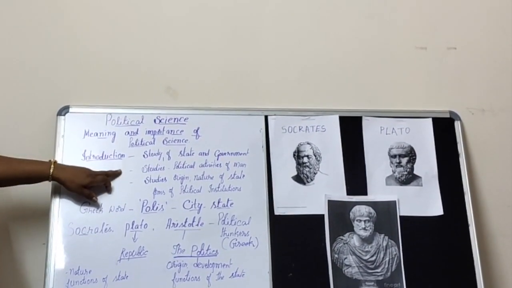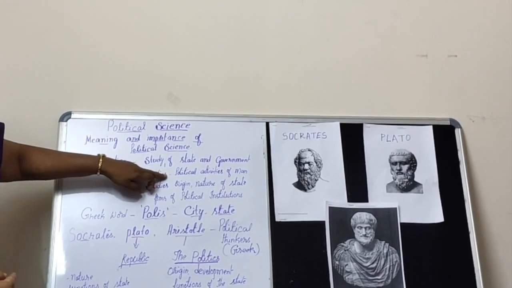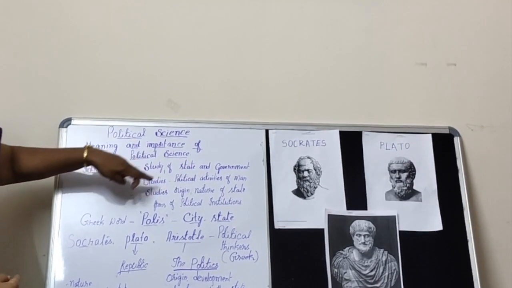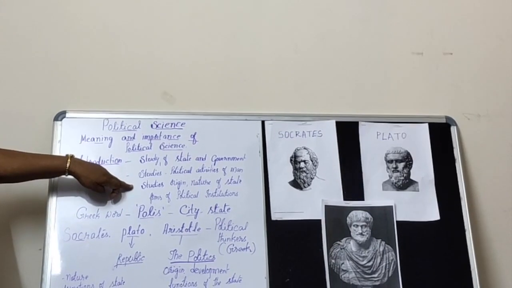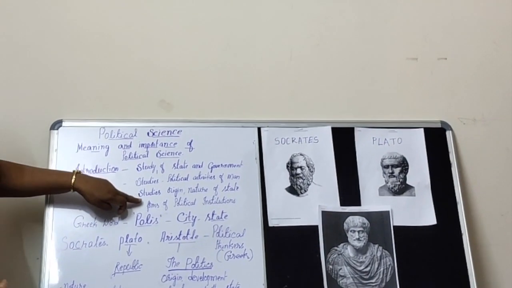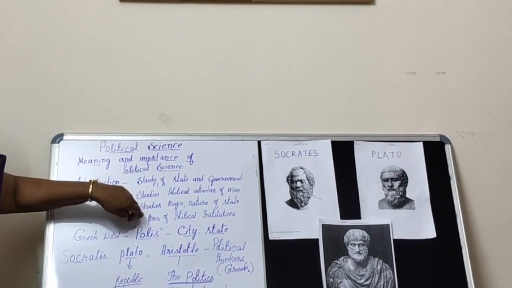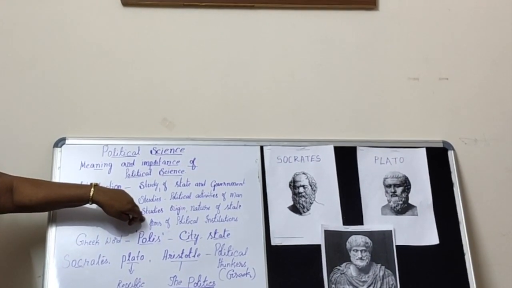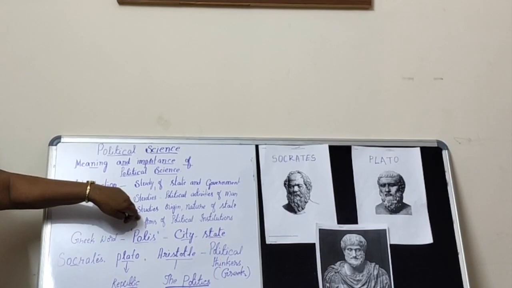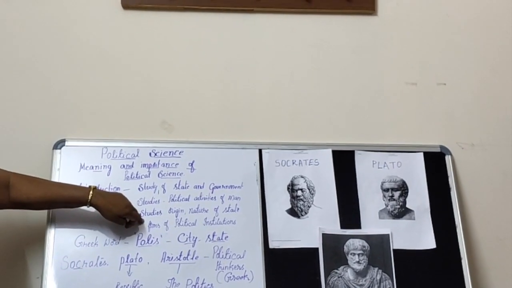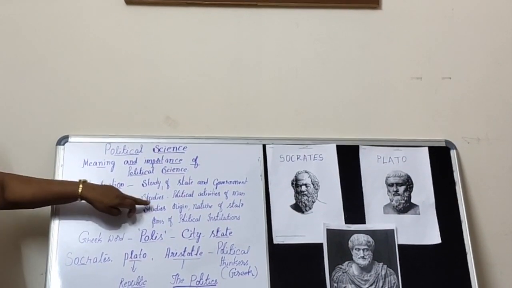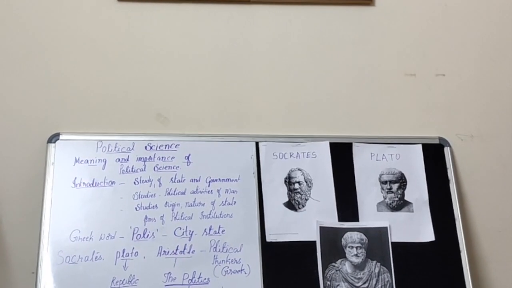And it also gives meaning to the origin, nature of state, forms of political institutions. Again, what do you mean by political institution? Political institution is nothing but arrangements made by the government in order to look after the welfare of the people.